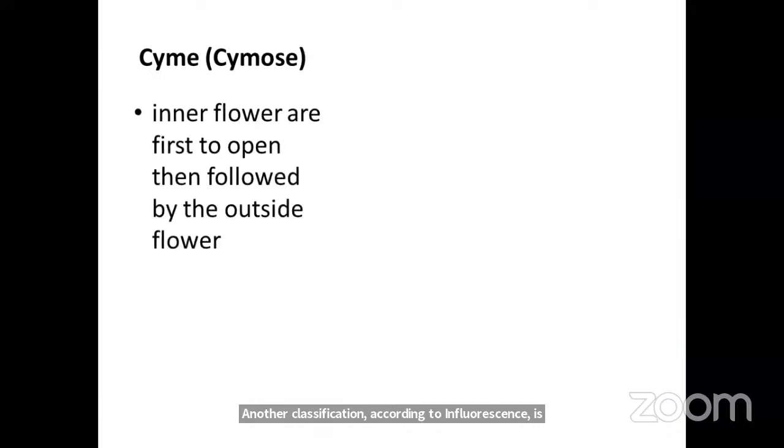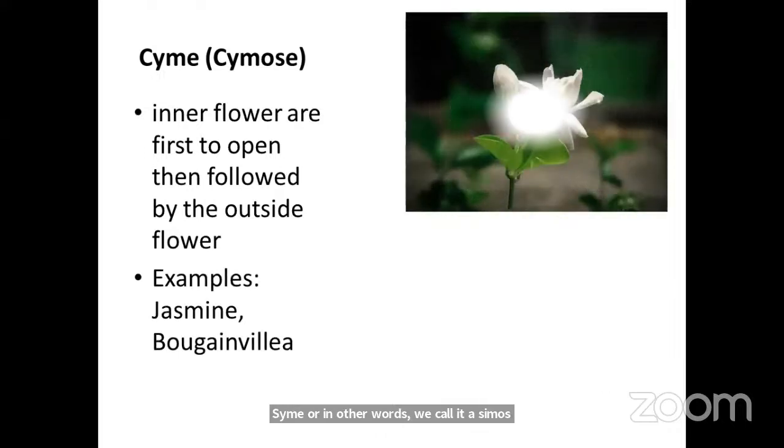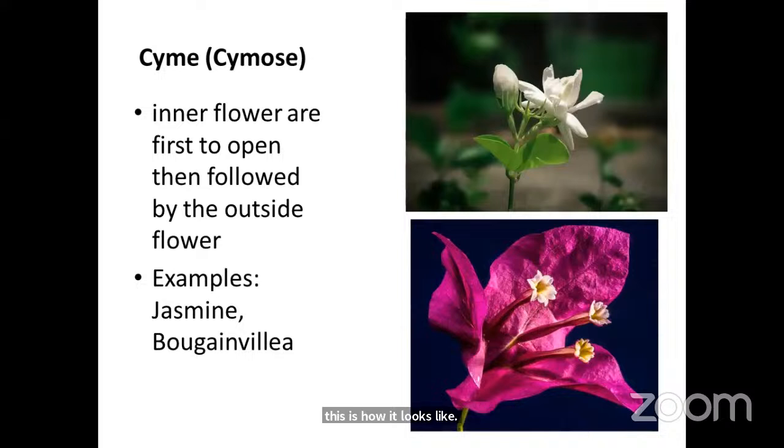Another classification, according to inflorescence, is cyme, or in other words, we call it as cymose. This is how it looks like. The inner flowers are first to open, then followed by the outside flowers. I hope you can see what flower is this. I have cited here 2 examples of flower with cyme inflorescence. We got jasmine and bougainvillea.